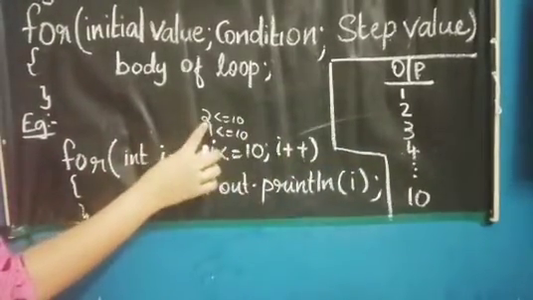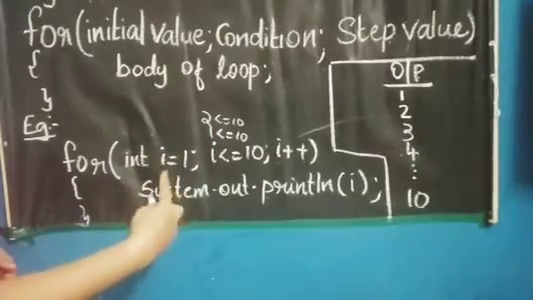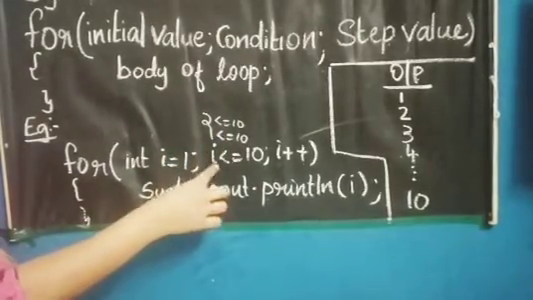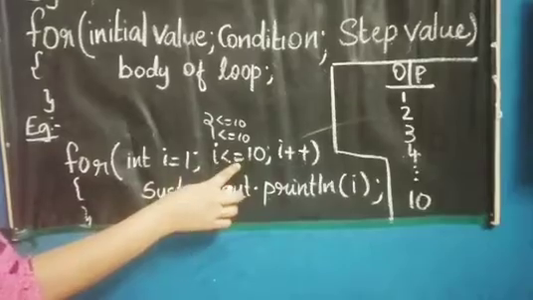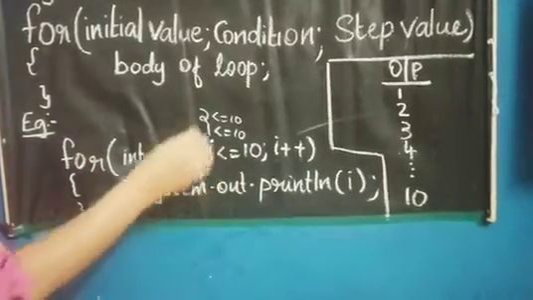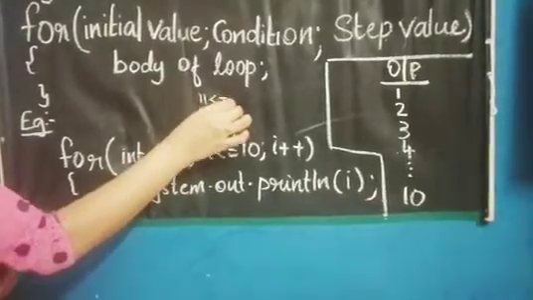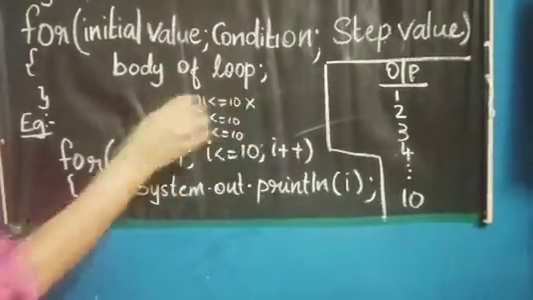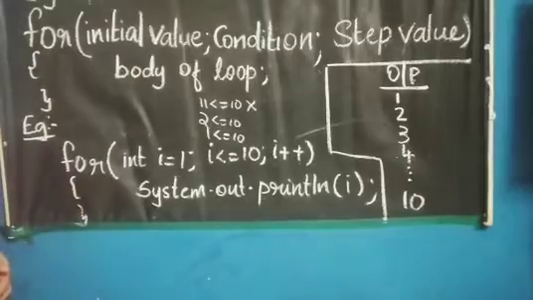So it becomes 3, 4, 5, 6, and when i is 10, 10 is less than or equal to 10, the condition is true. It prints 10. Then again i++, it will become 11. 11 is less than or equal to 10? The condition is false and we terminate the loop.